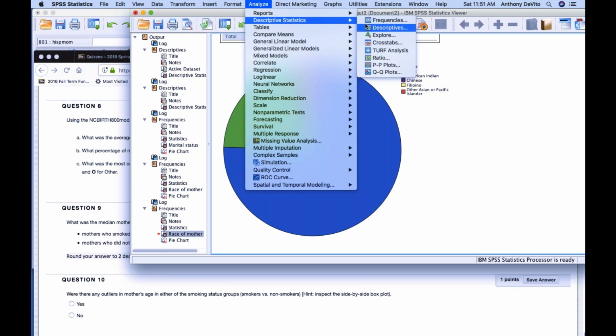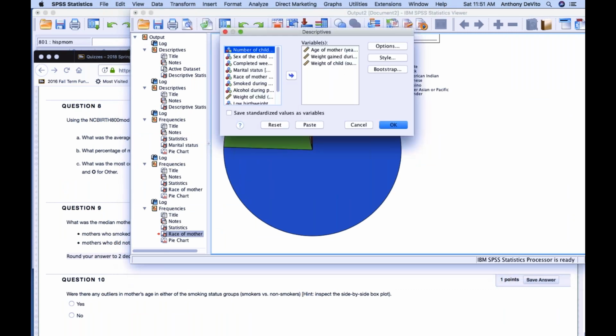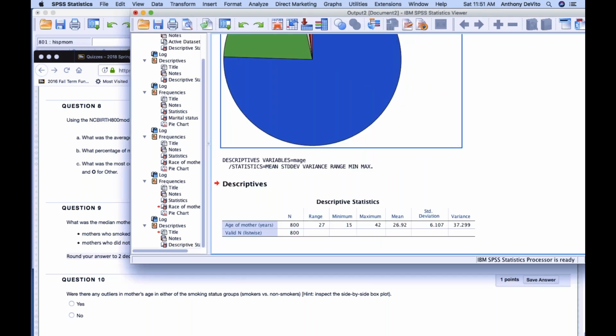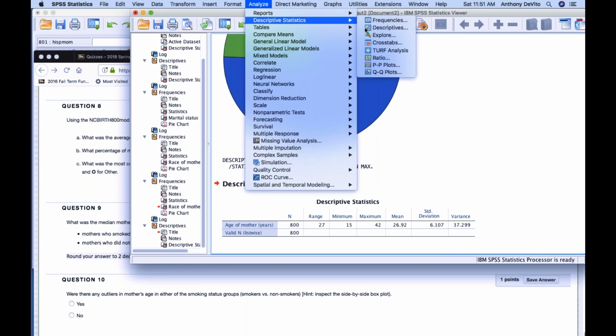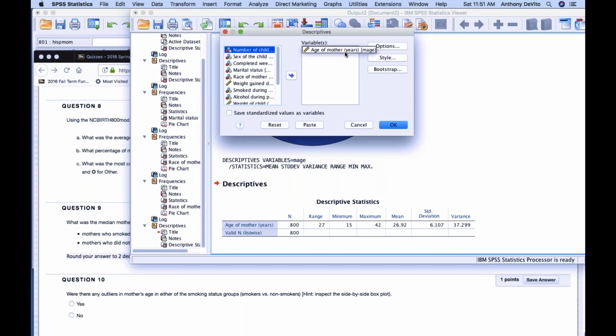Descriptive statistics. I'm going to go into descriptives first, and I'm going to ask for the average age again. Okay, I must have remembered that from the last time we did this. Here's the average age, right? I mean, previous semester, because I used the same example as we were talking. The average age is 26.92, but it doesn't distinguish between mothers who smoke and mothers who don't smoke. And in fact, analyze, descriptive statistics, descriptives doesn't give us the opportunity to tell it to distinguish between them.